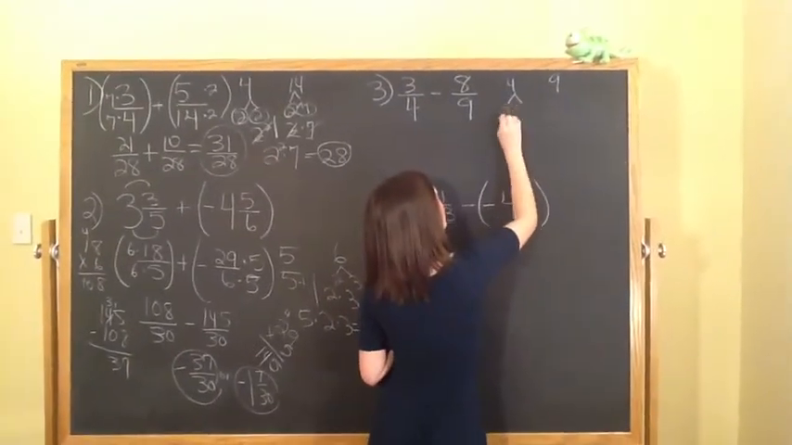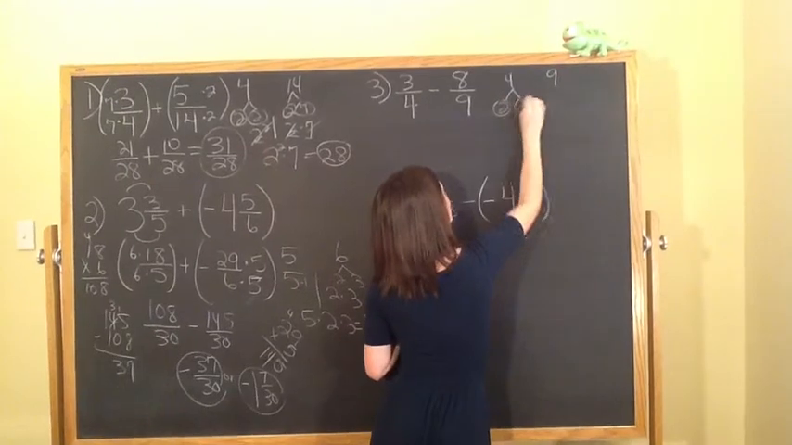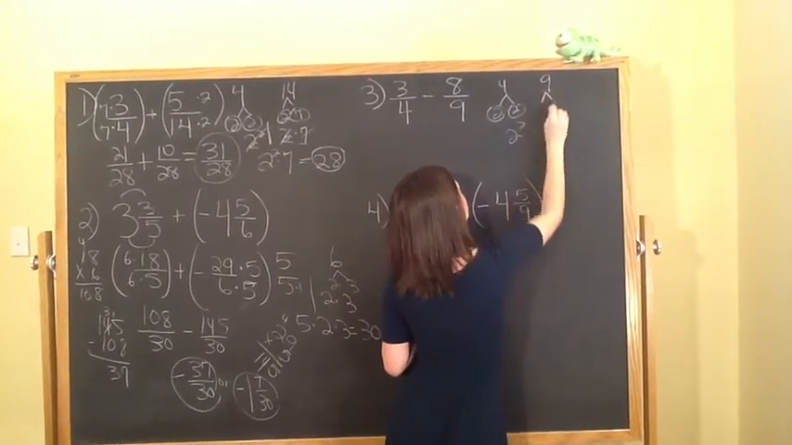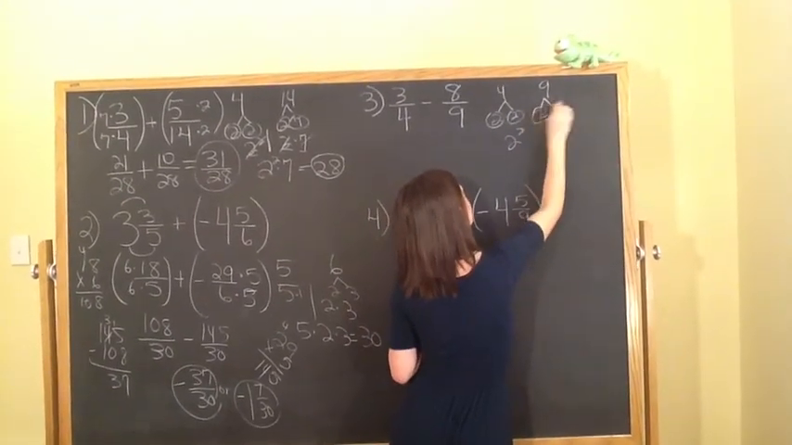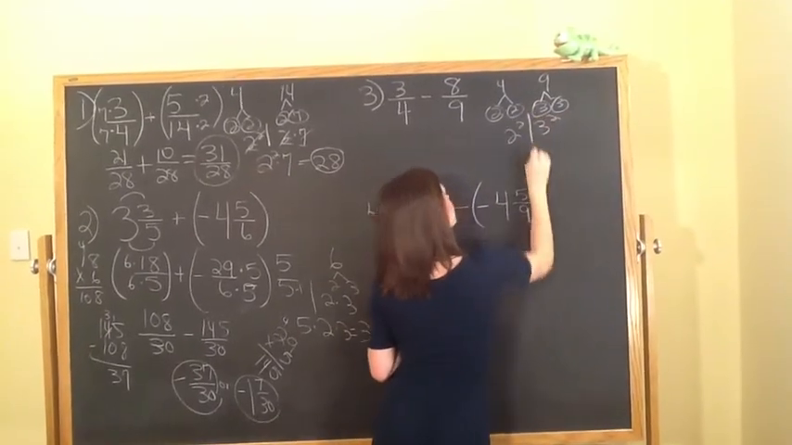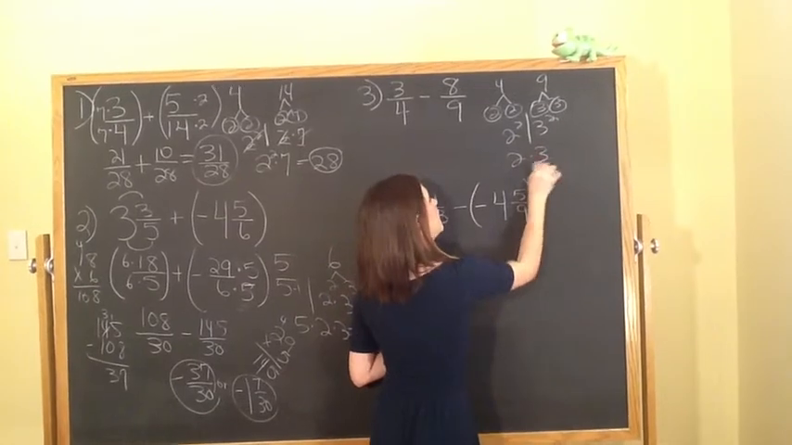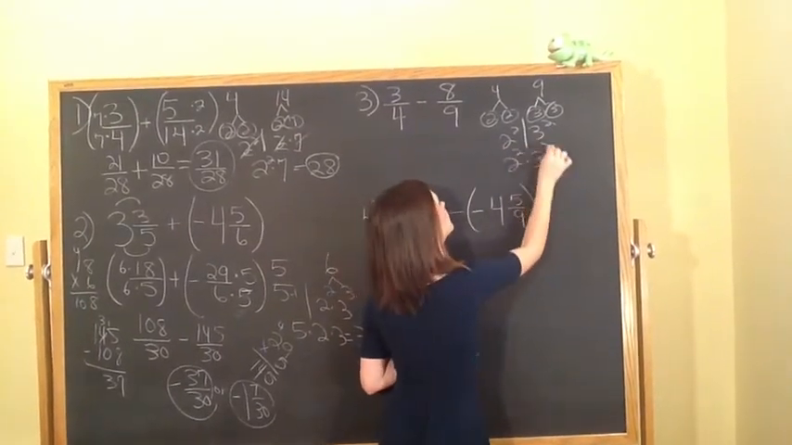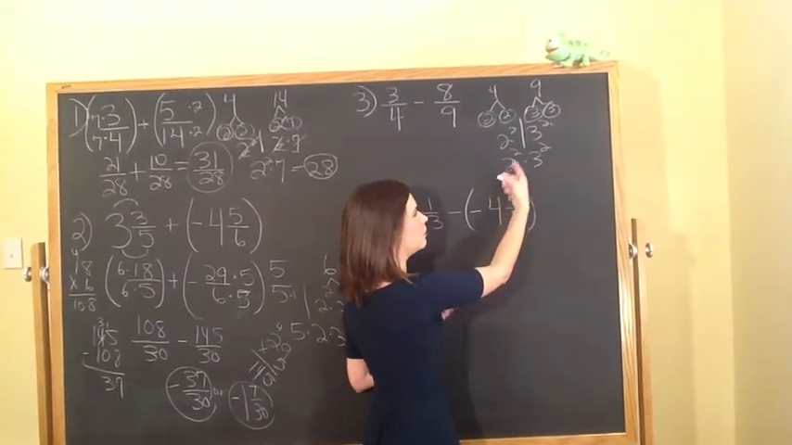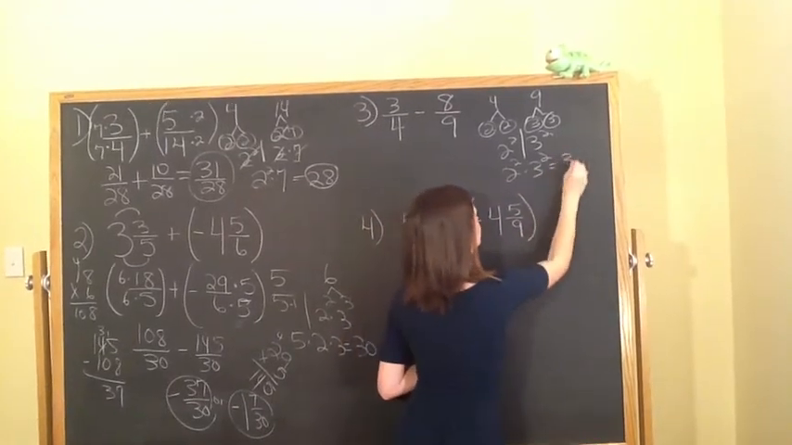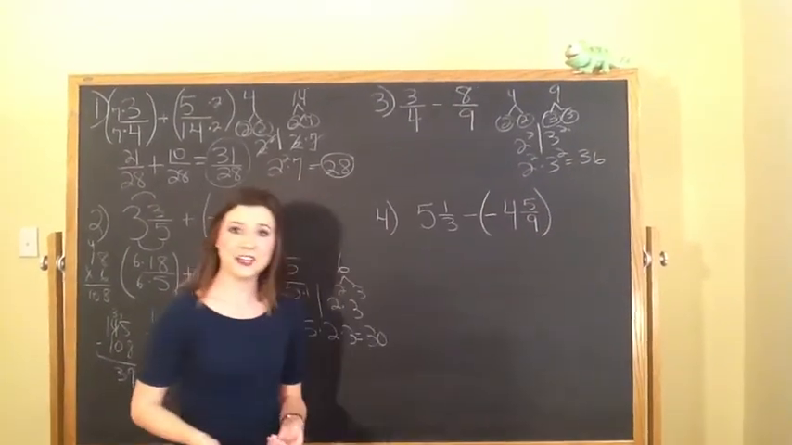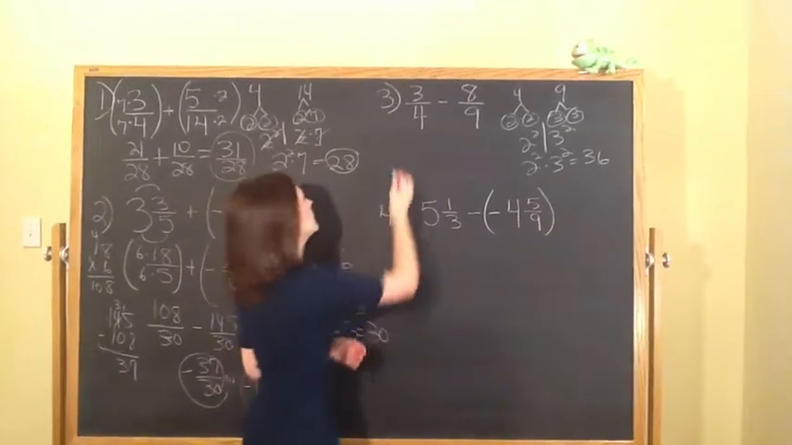So if I break down 4, I have 2 times 2, or 2 squared. And then 9, when we break it down, we have 3 times 3, which is 3 squared. So if you look at both of those, what numbers are represented? We have a 2 and a 3, and we raise them to the highest power, which for both of them is squared. So this is how we end up multiplying 4 times 9, which gives you 36. Alright, now let's go ahead and get our denominators to 36.